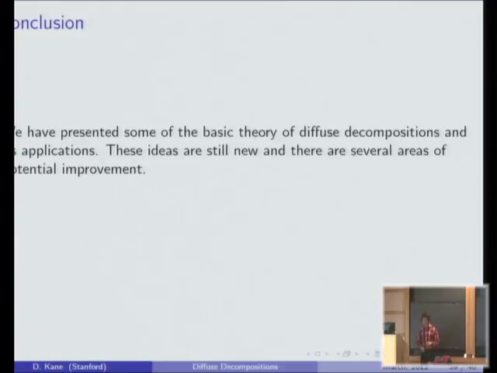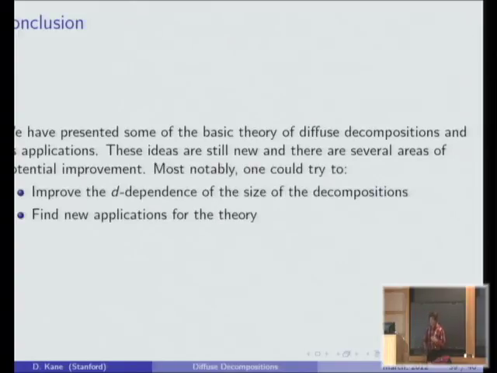So in conclusion, we presented here the basic theory of diffuse decompositions and one of the applications. These ideas are less new than they were when I first wrote these slides, but there are still several areas for potential improvement. A couple notable ones. Firstly, the d-dependence on the size of these things is still absolutely terrible. It would be really nice if we could make it, say, polynomial or even exponential, because then any of the results that depend on this theory will have not terrible dependence on their degree.